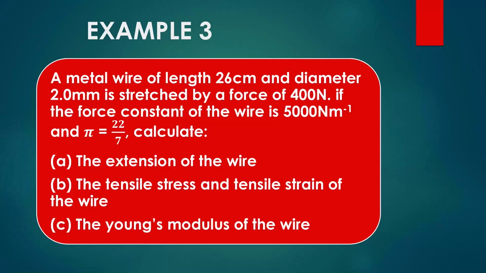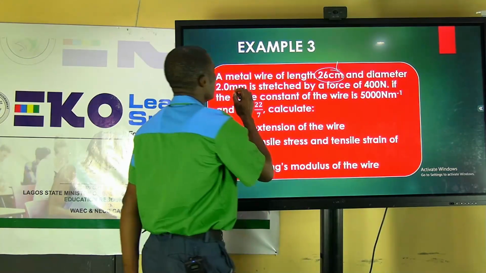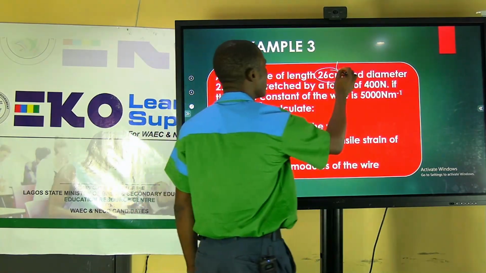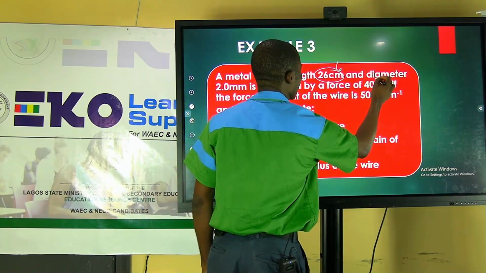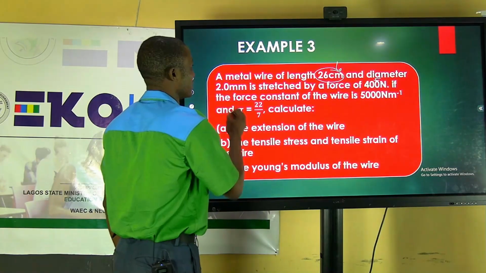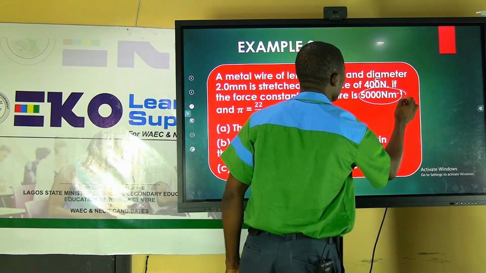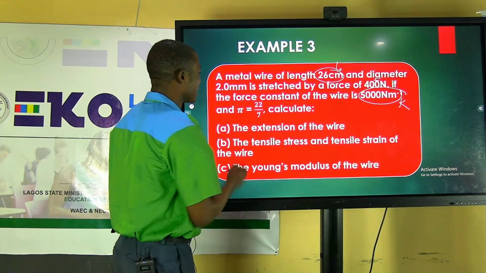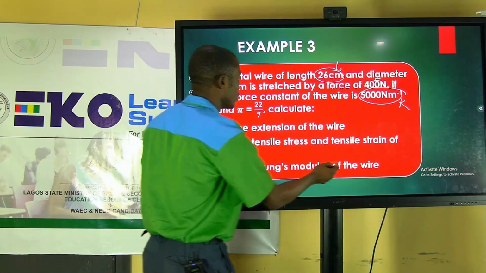A metal wire of length 26 centimeters, so this is the original length, and diameter 2.0 millimeter is stretched by a force of this. This is the force that is acting, and this is the diameter. If the force constant of the wire is this, which is called K, and pi is given as this, calculate the extension of the wire, then the tensile stress and tensile strain of the wire, and the Young modulus of the wire.